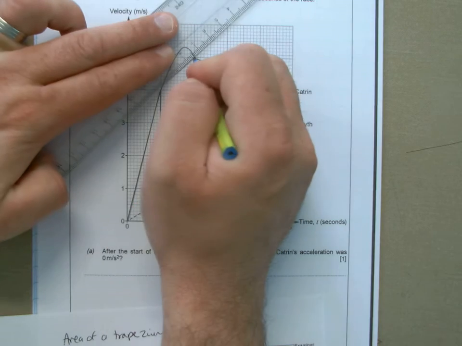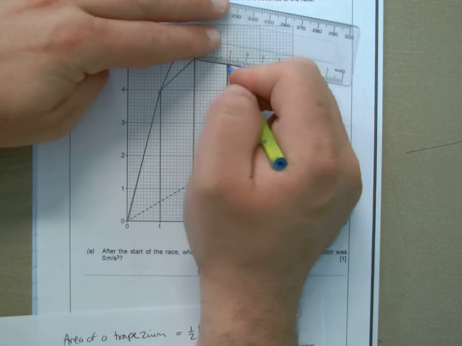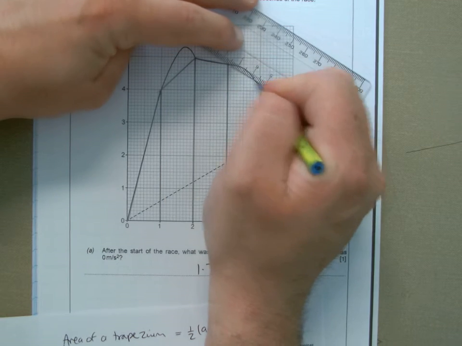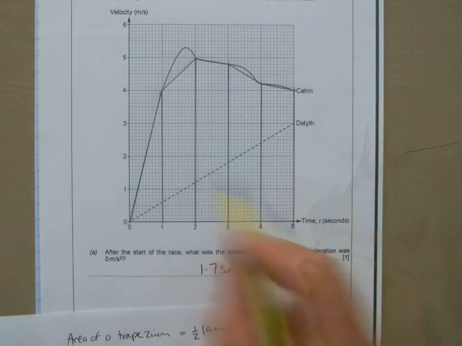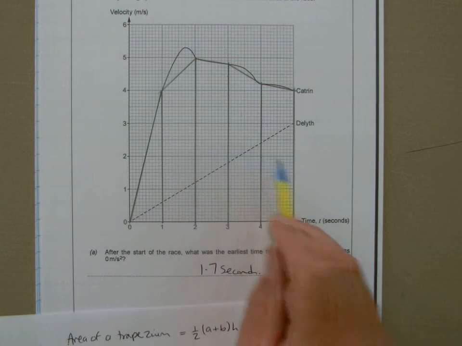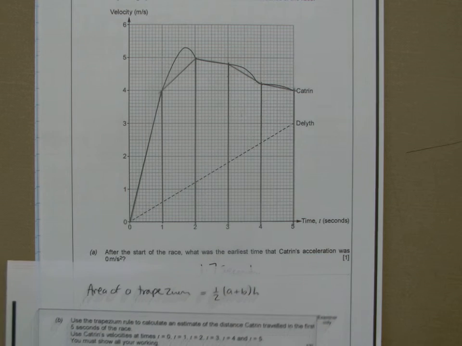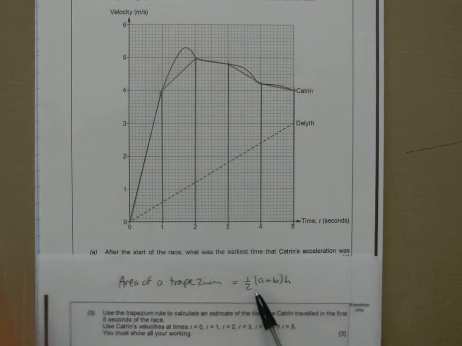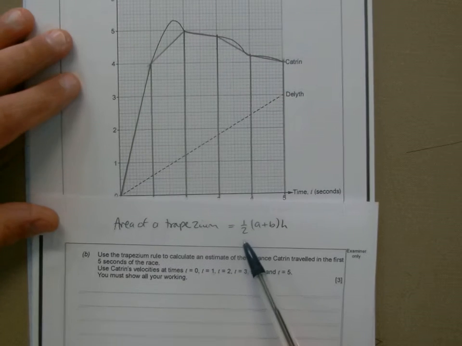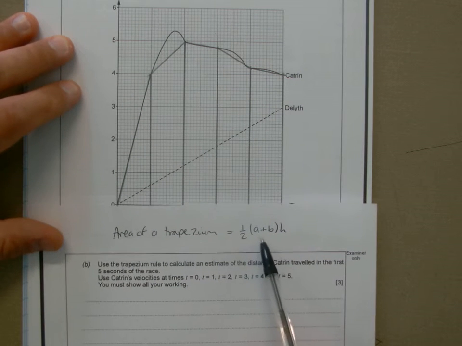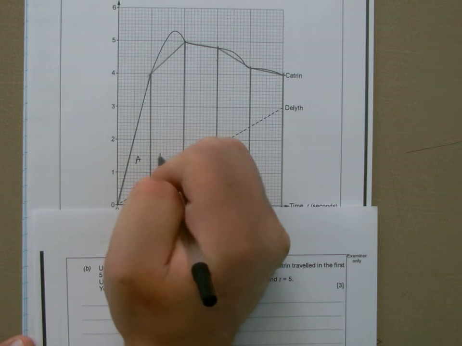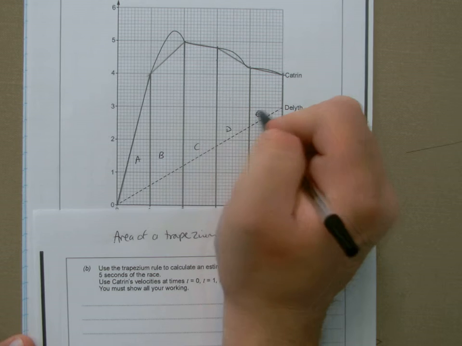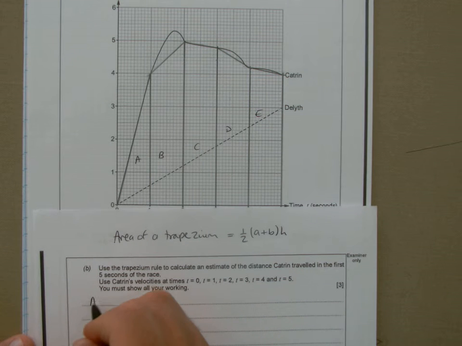In fact, the first one is a triangle, isn't it? But the rest clearly are trapeziums when you turn it on its side. So we need to use this formula, which is on page 2, given to us. We just copy it down there, and then if you want, you can call these sections A, B, C, D, and E. So the area of A will be, well, we've got half.